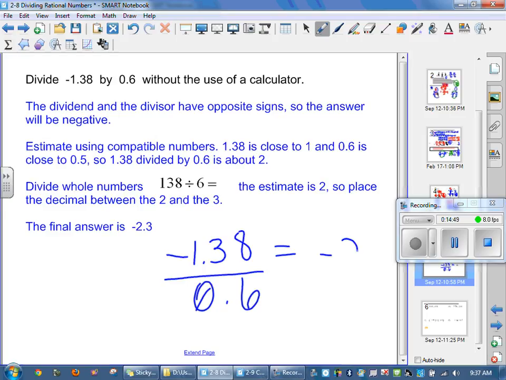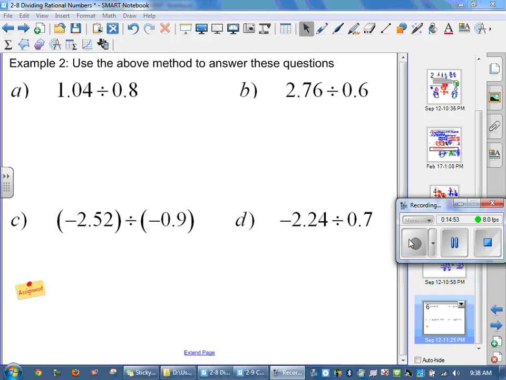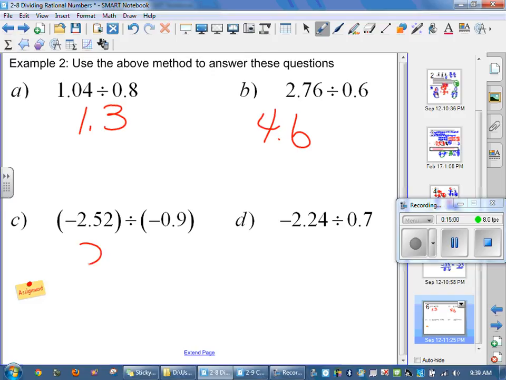Okay, you got a couple minutes to look at these ones and see how you did. 1.3. 0.6, 2.8, and negative 3.2. Okay, check your work.